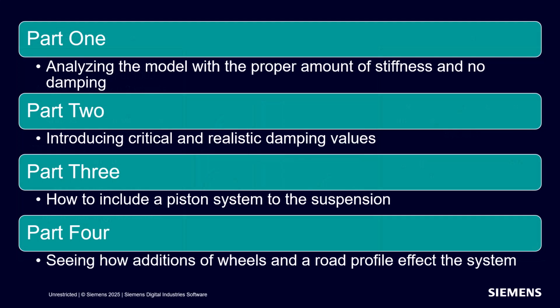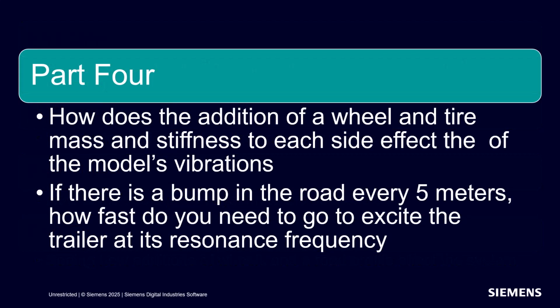This is part 4 of the series, which is how do the additions of a wheel and tire affect the model, and how fast does the trailer need to travel to excite its resonance frequency if there is a bump every 5 meters.